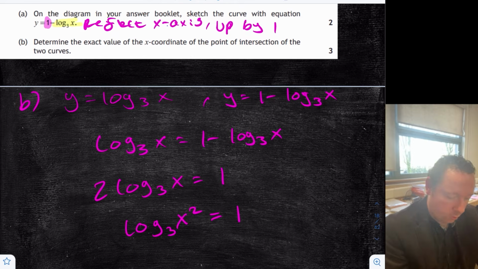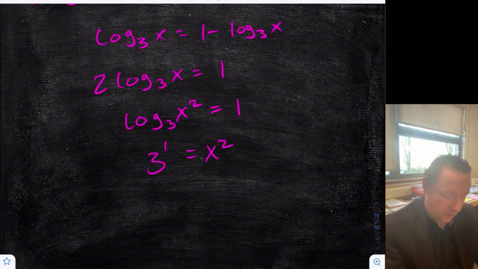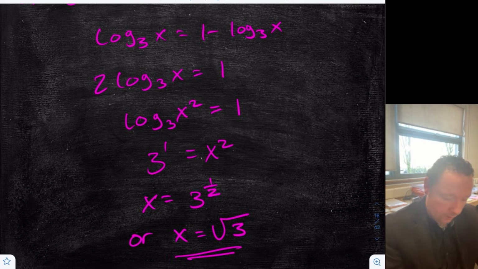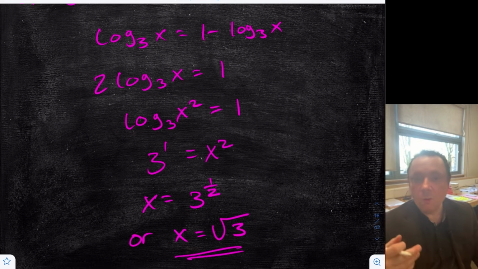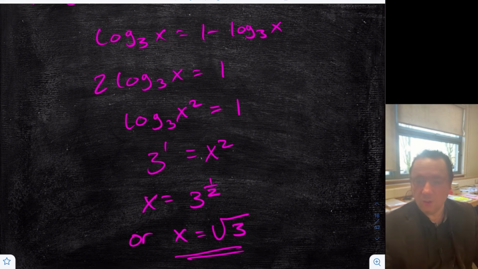Now I've got it in the form log of something equals a number, so 3 to the power of 1 equals x squared, and therefore I can find x. X equals 3 to the power of a half, or x equals the square root of 3. And we're done there. Notice it's only the positive part instead of the negative part, because if x was negative, then you would have log of a negative number, which doesn't exist, so it's just positive.